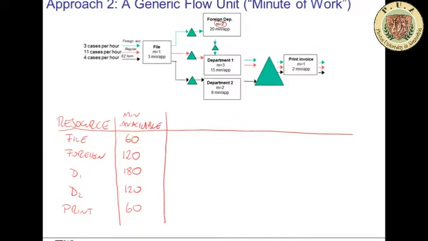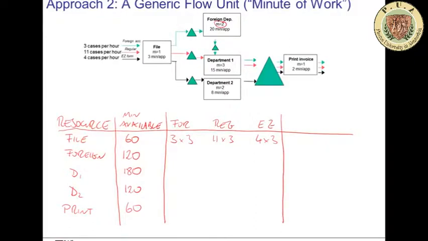Now ask yourself how much work time will be required by each of the flow units. Similar to the previous calculations, we'll look at the 3 flow unit types: the foreign ones, the regular ones, and the easy ones. Now we know at the filing department we have 3 units per hour arriving. Each of them will take 3 minutes of work. Regular units, we have 11 units arriving, each of them requiring 3 minutes of work. And the easy ones, we have 4 units arriving every hour, requiring 3 minutes of work each.